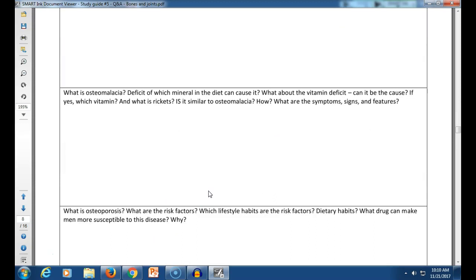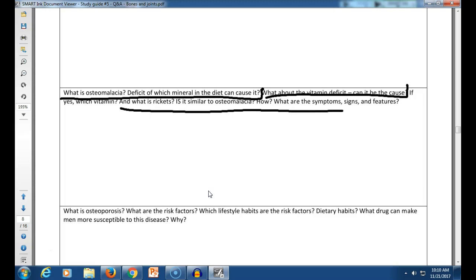Osteomalacia. Deficit of calcium. Osteomalacia is the name for the adult disease. Okay? Can deficit of any vitamin cause something like osteomalacia? Yeah. Vitamin D. Rickets. Same stuff, but in kids.